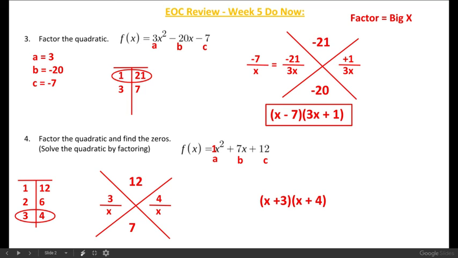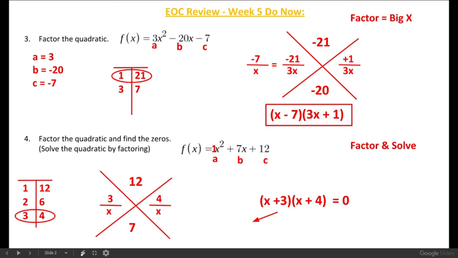So now the directions say to factor it, but then it also says to find the zeros, which means solve it. So now we are going to take this an extra step, and now we're going to do exactly what we did in question number 1. We are going to take our entire factored function and we're going to make it equal to 0. And now we can solve each piece separately.